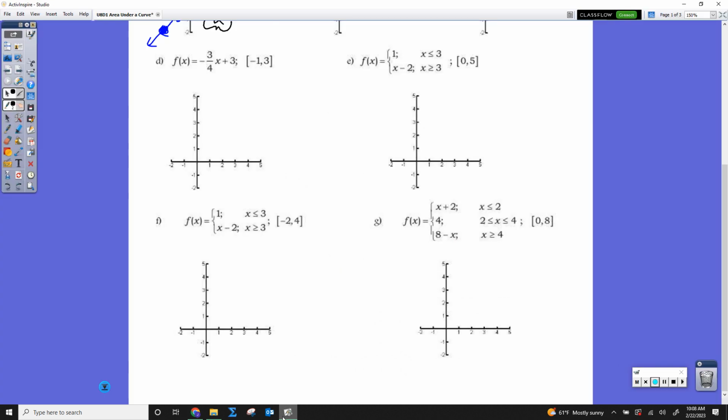Yes, -2, 5. So instead of 0 to 8 on letter G, go ahead and change that for me, please, to -2, 5 as the x interval that I want you to be working with. So do those and then check your answers, please.